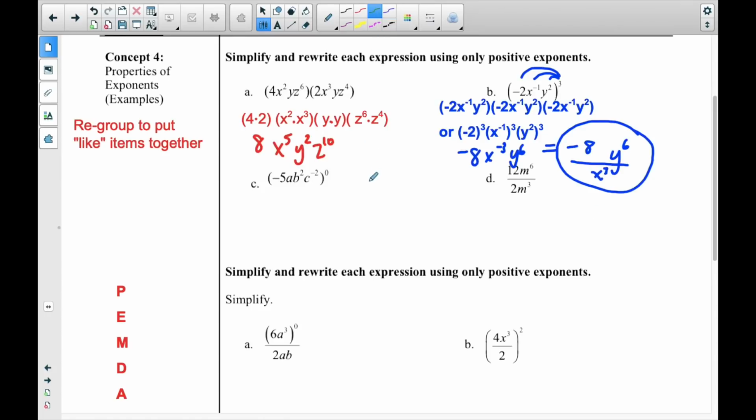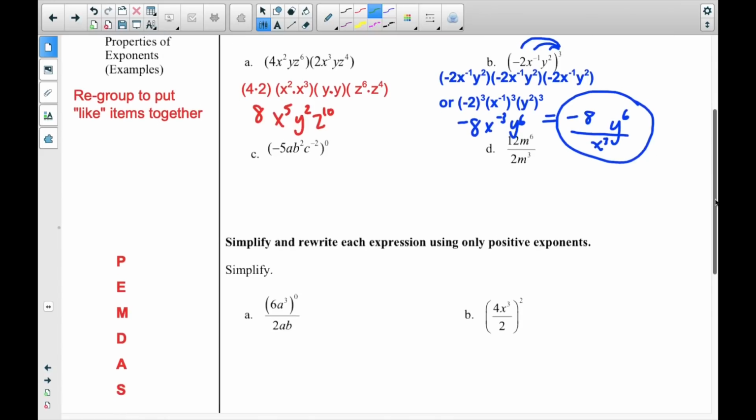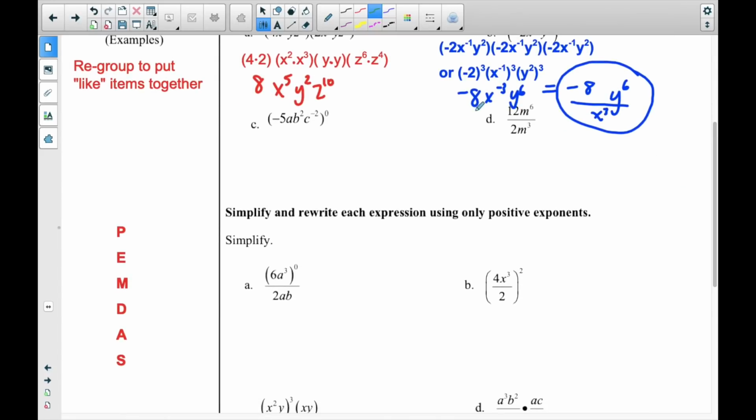Take a minute to look at these next two and see what you come up with. Hopefully on this one, part C, that was an easy one. Anything to the 0 power is 1. Now, example D, again, I want to take that concept of grouping like items together, and look at this as two separate pieces, because 12 over 2 simplifies down to 6, and m to the 6th over n to the 3rd, we subtract that, and we get m to the 3rd.